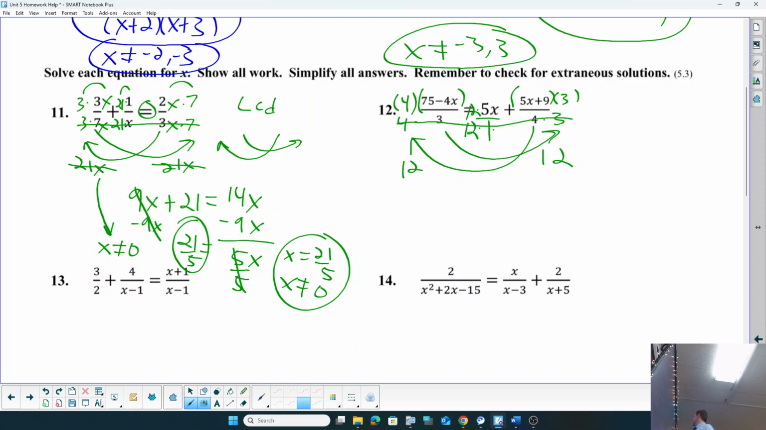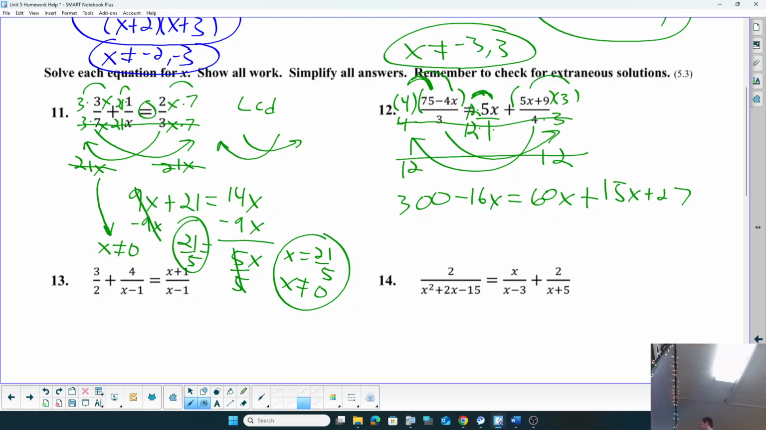Now we can eliminate the denominator and solve for the top. So 4 times 75 is 300. 4 times negative 4 is a negative 16x. 12 times 5 is 60x. Plus 3 times 5 is 15x plus 27.